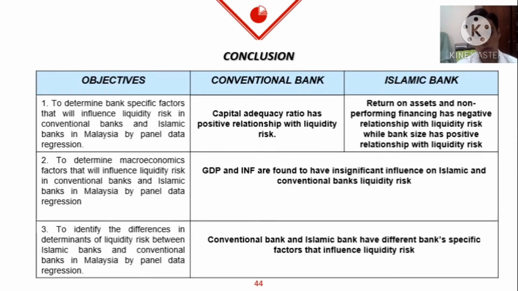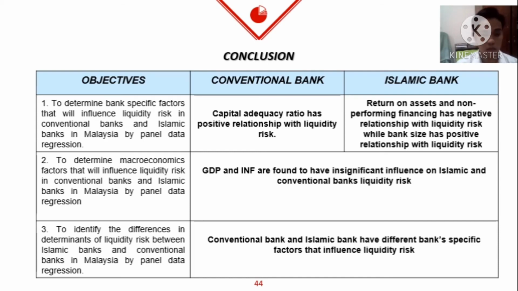We now move to the conclusion of this result. The first objective is to determine bank-specific factors that will influence liquidity risk in a conventional bank and Islamic bank in Malaysia by panel data regression. For the conventional bank, we found that capital adequacy ratio has positive significance with liquidity risk, and for the Islamic bank, we found that return on asset and non-performing financing have negative relationship with liquidity risk, while bank size has positive relationship with liquidity risk in Islamic bank.